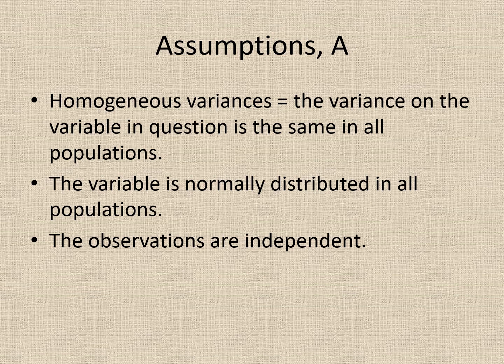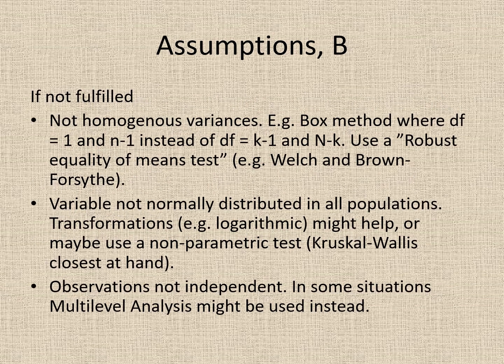So what do we do if we can't assume this, that these factors are fulfilled? Well, if we don't have homogeneous variances, we could, for instance, conduct something called robust equality of means test. And in SPSS, we can easily get two of them, Welch and Brown-Forsythe. So they analyze the same thing: is there a difference in mean between the populations, but without an assumption of homogeneous variances?